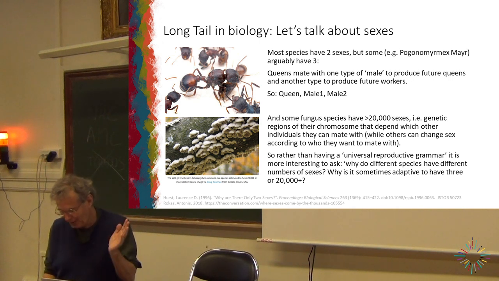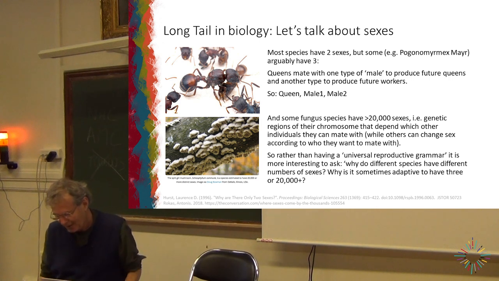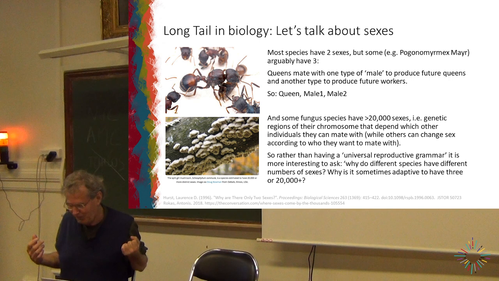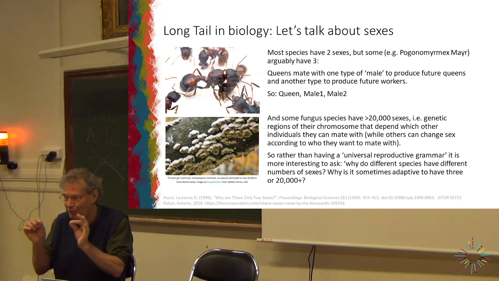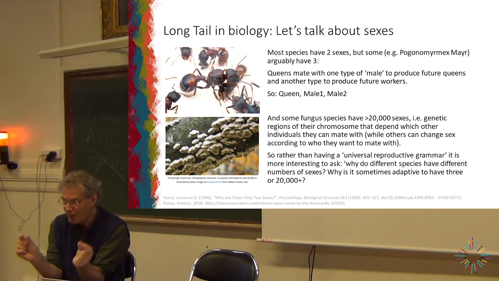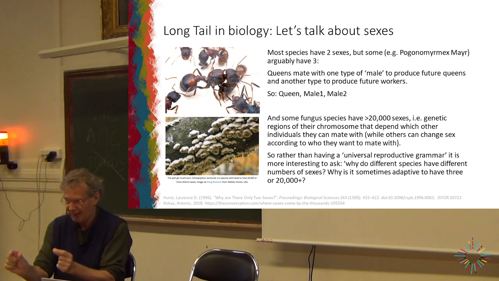And then, this is really wild, some fungus species have more than 20,000 sexes. So you might think, well, are these really sexes? There are genetic regions of their chromosome which determine which other individuals they can mate with. If you've got these particular things, there's more than one region of the chromosome, and then you just sort of pick it out.